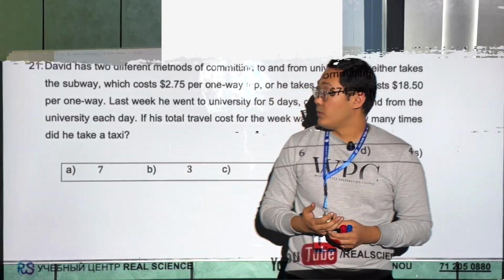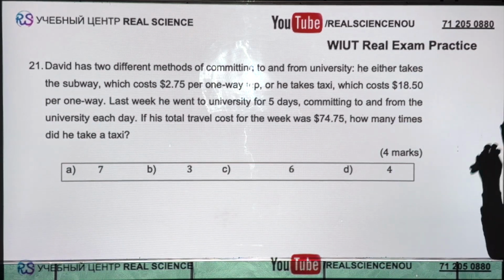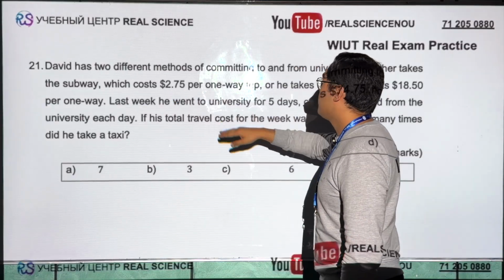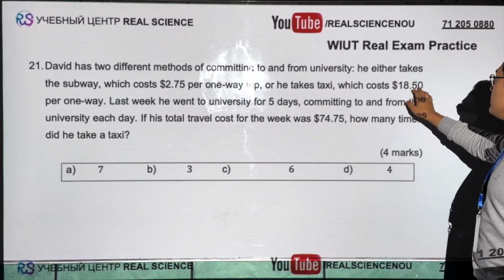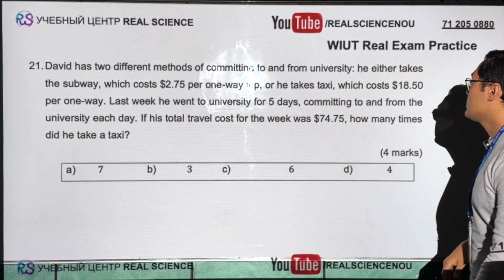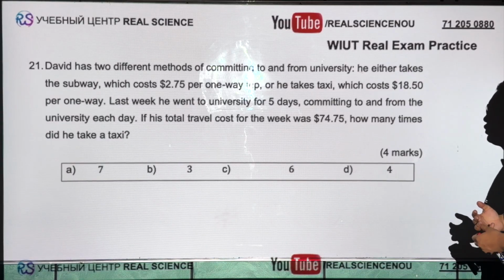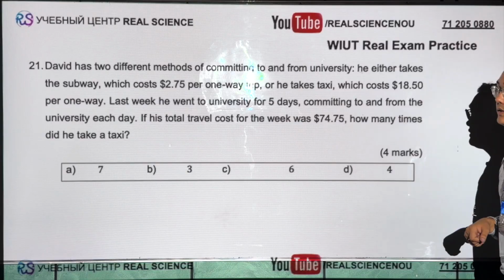Now let's look at this problem. It says David has 2 different methods of commuting to and from university. He either takes the subway, which costs 2.75 per one-way trip, or he takes a taxi, which costs 18.5 per one-way. Last week, he went to university for 5 days, commuting to and from the university each day. If his total travel cost for the week was $74.75, how many times did he take a taxi?